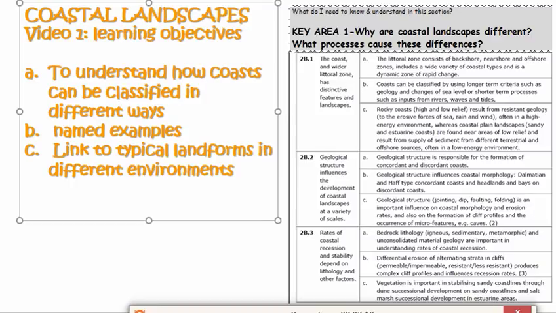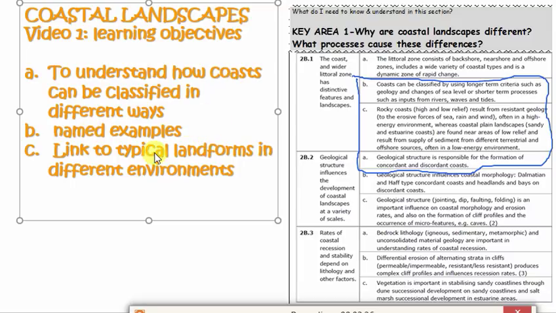Alright, so if you look at the spec, we are going to cover 2.1 B, C, and A. We're going to touch on A in this video lesson. Alright, so what you're going to learn is to understand the different ways coastal environments and landscapes can be classified.